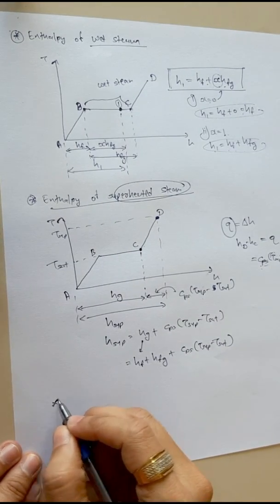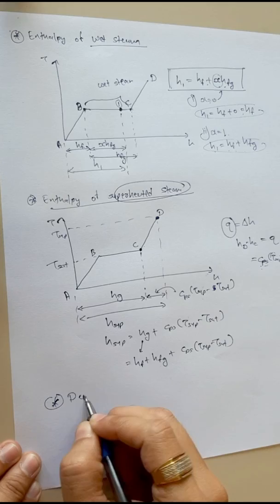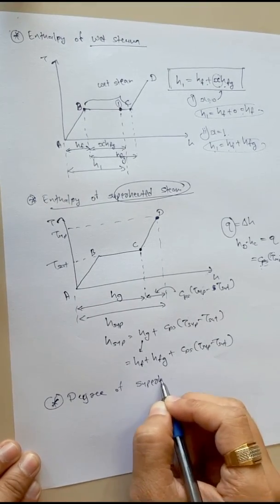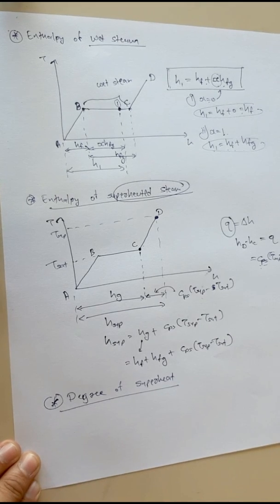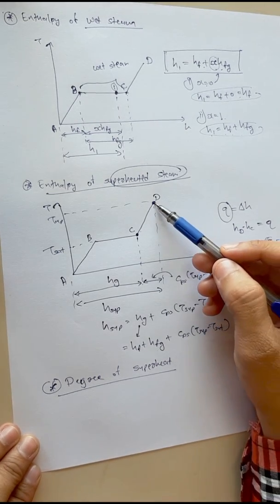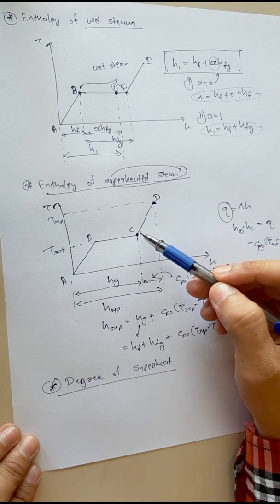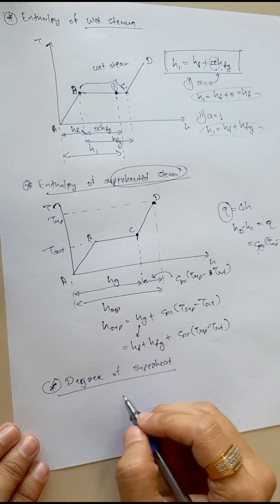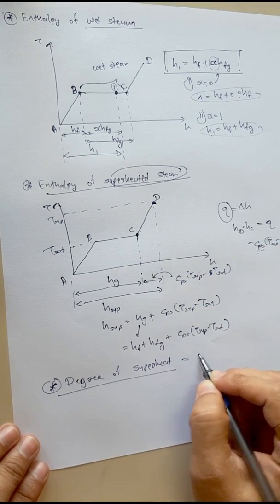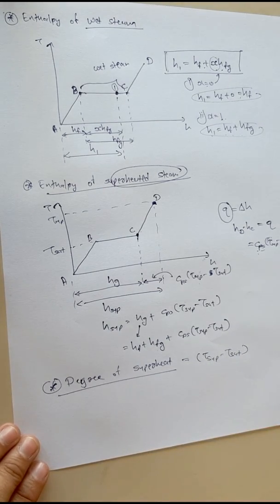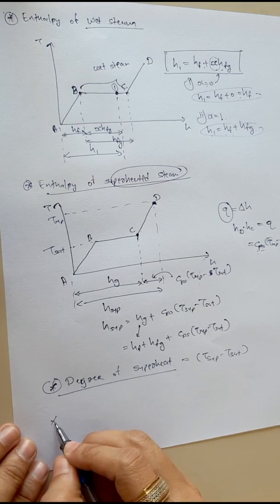Next is degree of superheat. Degree of superheat is the difference between the temperature of superheated steam and dry saturated steam at a given pressure. So degree of superheat is simply the temperature difference, T super minus T saturated.